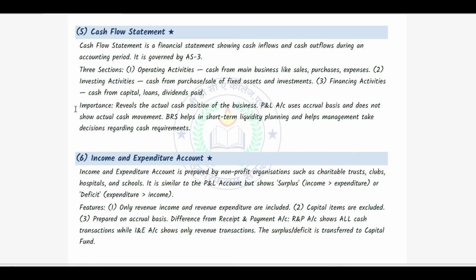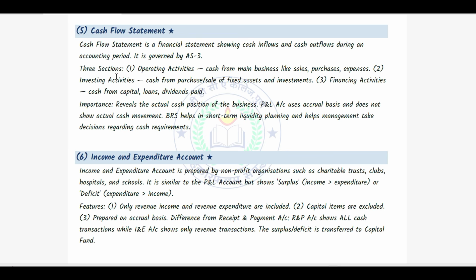So BRS helps in the short-term liquidity planning and helps management take decisions regarding cash requirements. So this is what you have to do. Actually, you have to read properly if you are writing in English.